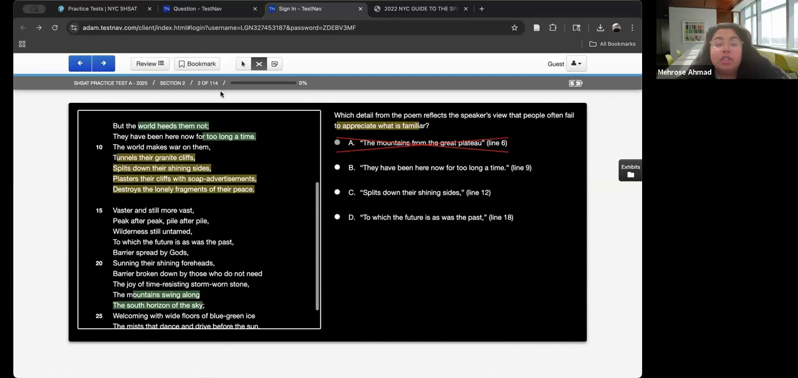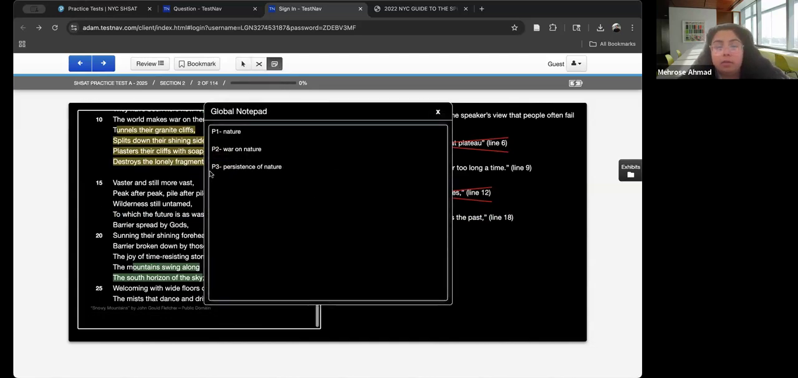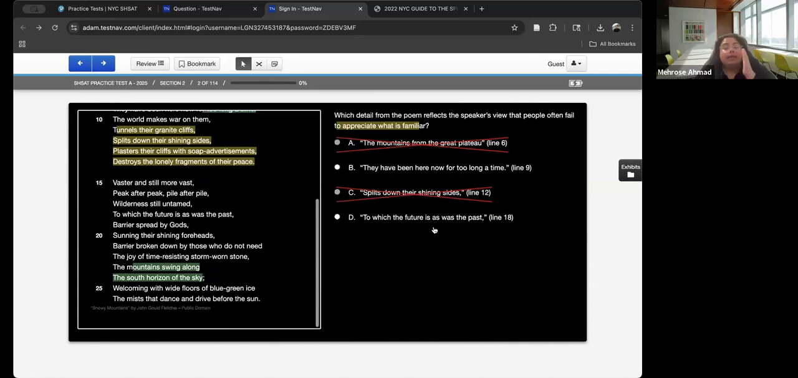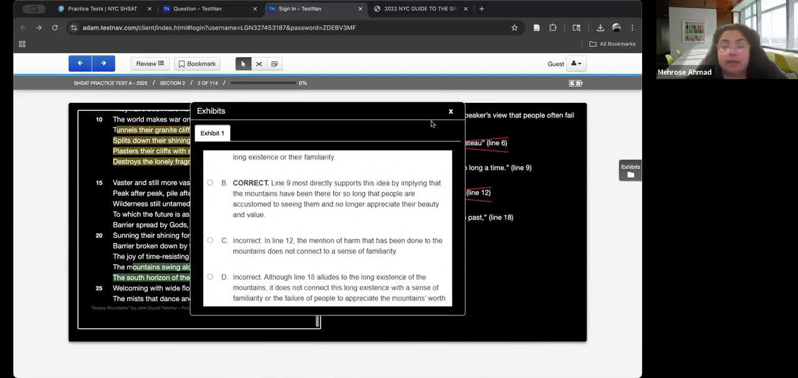Choice C, splits down their shining sides. That doesn't make sense either. This is describing an actual action that humans are doing to the mountains. Further, this section is in the midst of multiple lines describing what humans do to mountains. So again, that's really not the emphasis on familiarity. D, to which the future is as was the past. Line 18, in stanza 3, was describing, based on the notepad, persistence of nature. That doesn't really make sense either. So likely the best answer is B, and let's see what the answer choice says. Yes, exactly.